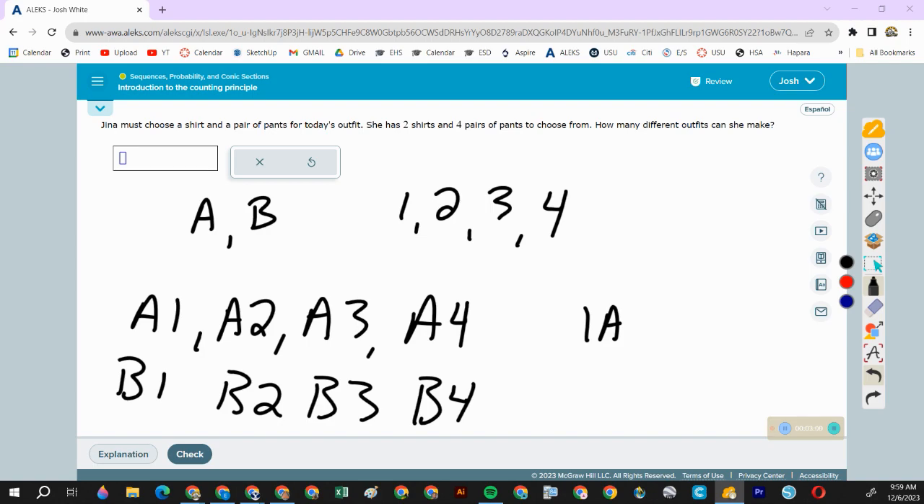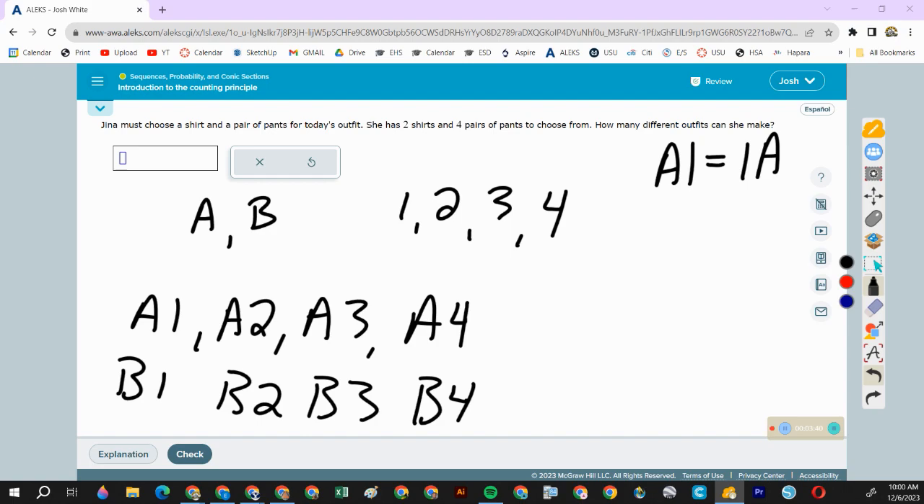But it's different. A1 and 1A are written differently. Why is it the same thing? Order doesn't matter. Doesn't matter if you pick your pants first and your shirt second, or you pick your shirt first and your pants second. No, it's the same outfit. So in this case, order doesn't matter. And when I say order doesn't matter, this is what I mean. A1 is equivalent to 1A.